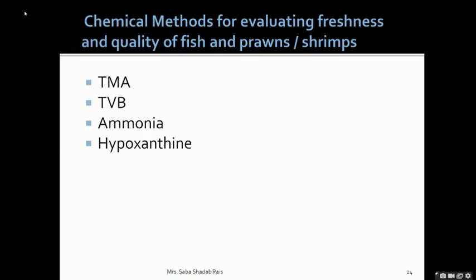Then next we have learned the microbial count. So we know that the microbial count will increase, and at the end we have learned the chemical methods. In that, two methods: the trimethylamine and volatile bases. Two volatile bases we have learned, ammonia and hypoxanthine, both increase in the stale fish. So this is all about the chemical method of evaluating freshness.